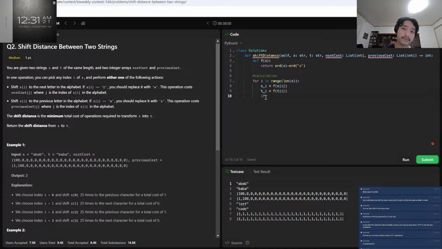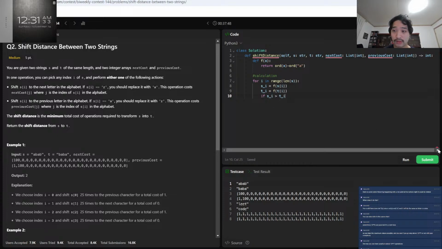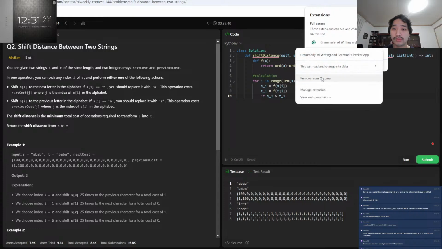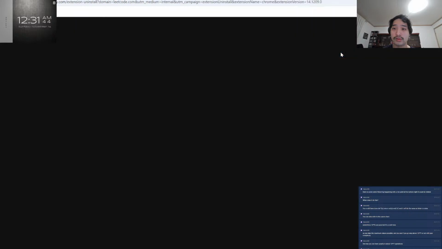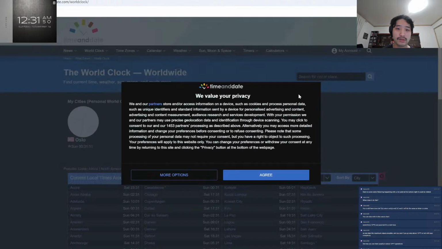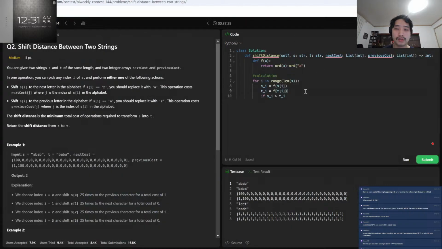Okay, if s of i is larger. There is some weird flickering happening with a red point at the bottom right. It could be related. Yeah, I might just... It's Grammarly. And I can just remove it from Chrome. Okay. No, still there. I might refresh later, but yeah, back to this.